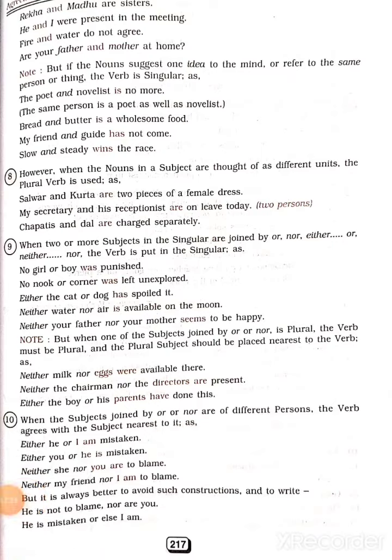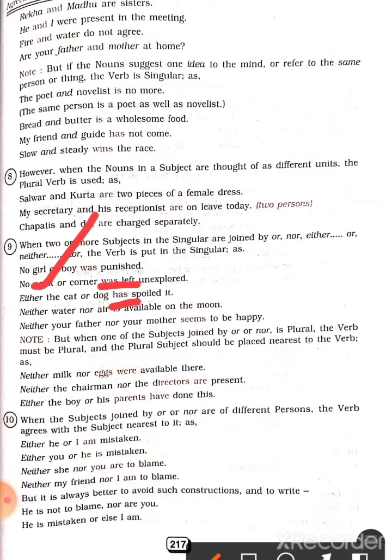Okay. So, no girl or boy was punished. No nook or corner was left unexplored. Either the cat or dog has spoiled it. So, has, was, this shows that the verbs in the sentences with or, nor, either or, neither nor are singular in number.